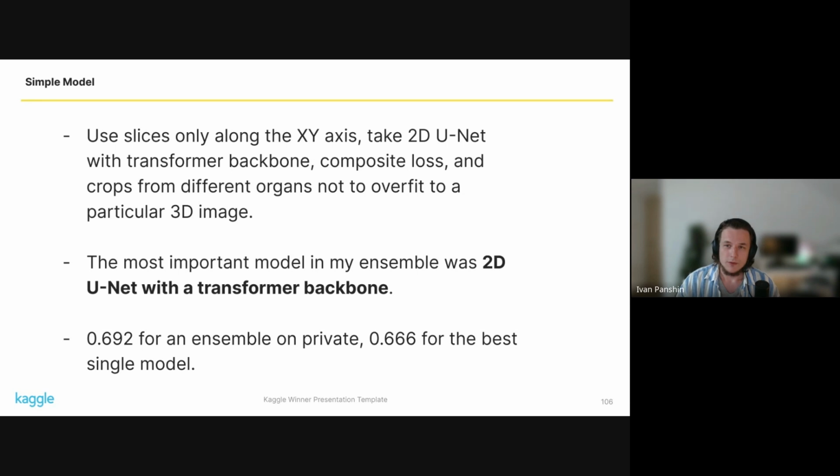So yeah, the most important model of my ensemble was 2D UNet with a transformer backbone, and my ensemble scored something like 0.69 on private, and the best single model scored 0.66. I think those are correct because it's very difficult to sort out all the submissions, but I think that should be about right.